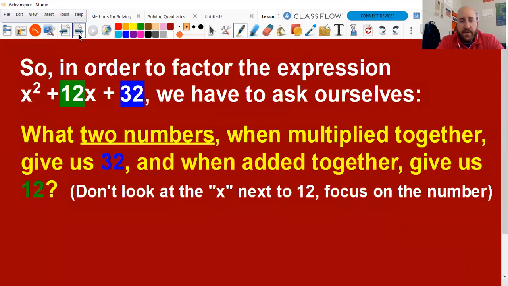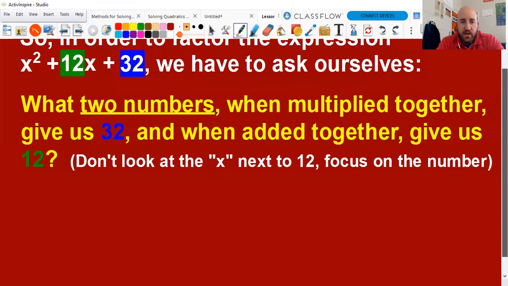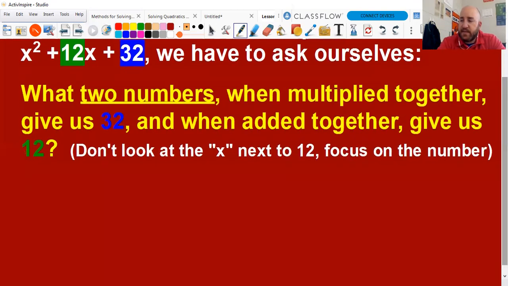All right, so we'll start with x squared plus 12x plus 32. In order to factor the expression x squared plus 12x plus 32, we have to ask ourselves, what two numbers, when multiplied together, give us 32, and when added together, give us 12? So for 12, don't look at the x next to 12, focus on the number.